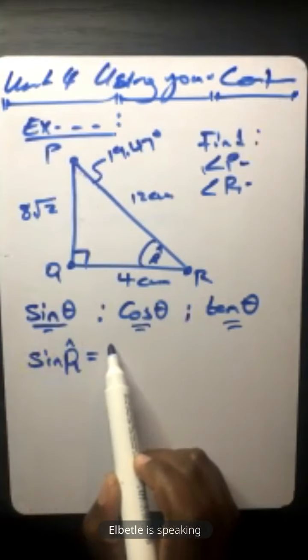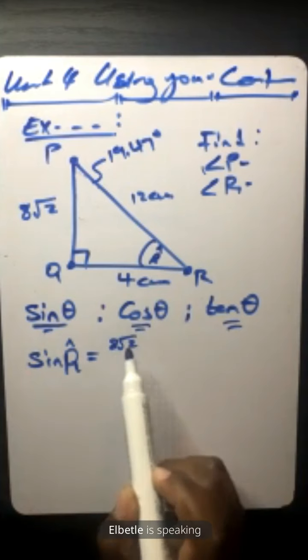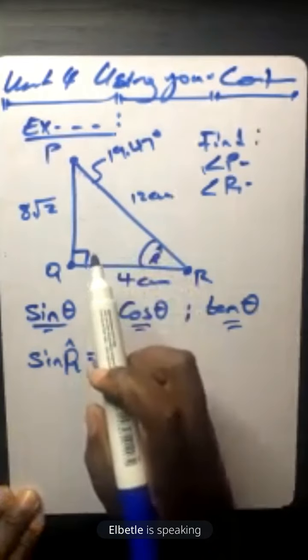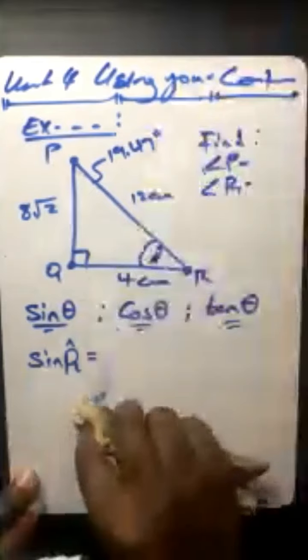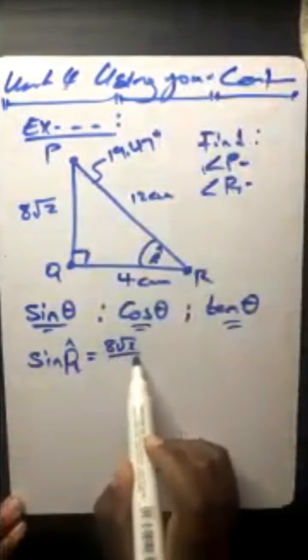Opposite over hypotenuse. Then we're going to say it's 8 root 2. Oh, wait, no. The opposite is 8 square root 2 over 12. Okay. You have correctly formulated it.